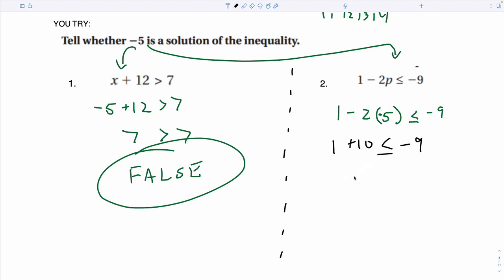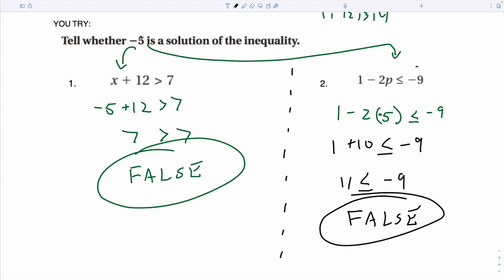11 is less than or equal to negative 9 is what I got for number 2. Thumb up if you got that as well, or silent yes. Okay, let's vote. Is 11 less than negative 9? Thumb up, thumb down. Justice, what do you think? It should be greater than, so we're going to say this is a false statement. Negative 5 is not a solution for number 2.